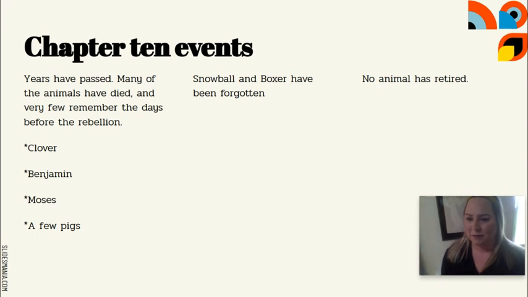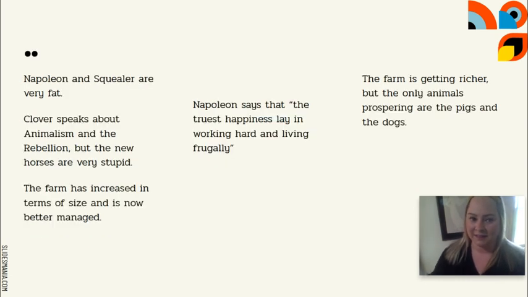And it's worth noting that, just in the previous chapter, Benjamin was on par to retire with Boxer, which would have been within a year. However, to this point, no animal has retired. They're all still working. So retirement was just an illusion, a promise that was made to them that never came into fruition. Napoleon and Squealer are certainly doing very well.